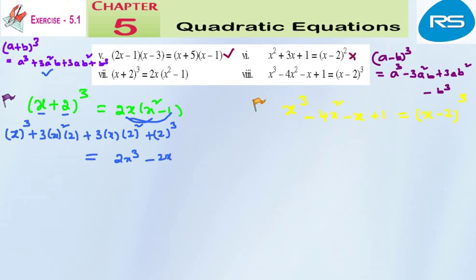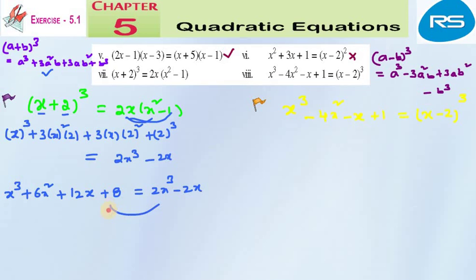Now further simplification. If I simplify this, what will I get? x cube, and you will get 6x square, and here 4 into 3 is 12, so 12x plus 2 cube, that is nothing but 8, and that is equal to 2x cube minus 2x.